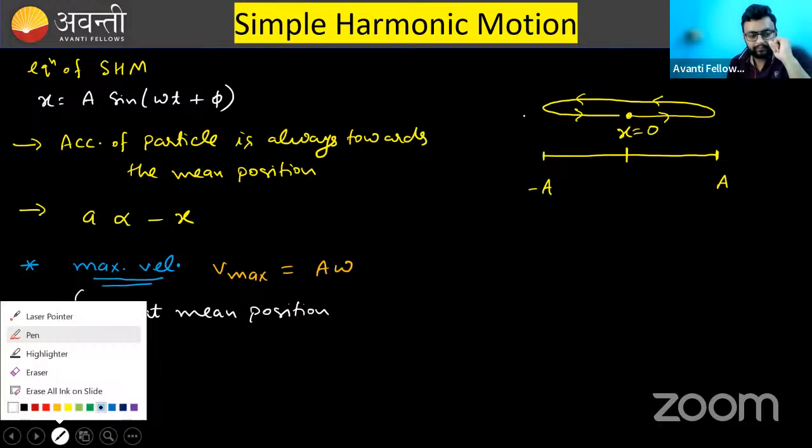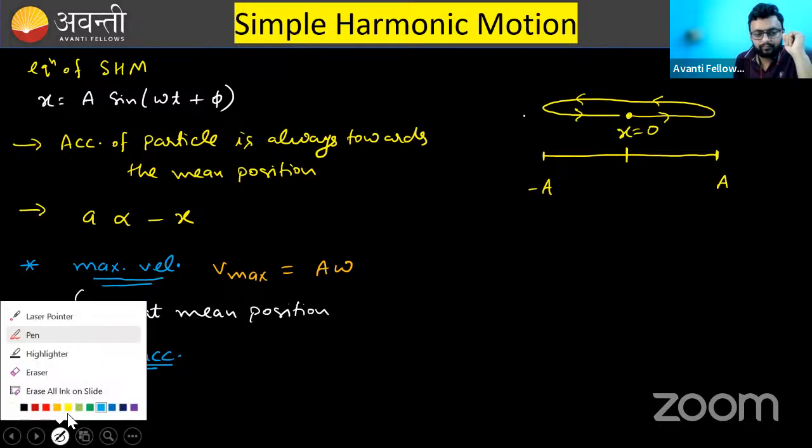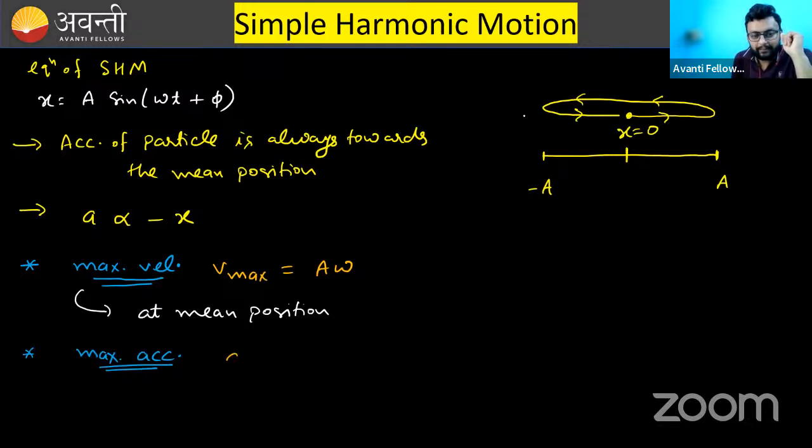Another thing is maximum acceleration. Again, you will say that maximum acceleration is what? The relation is minus A omega square. Minus is again showing the direction towards the mean position. So A max is minus A omega square. Another thing, when it is maximum, at extreme positions.